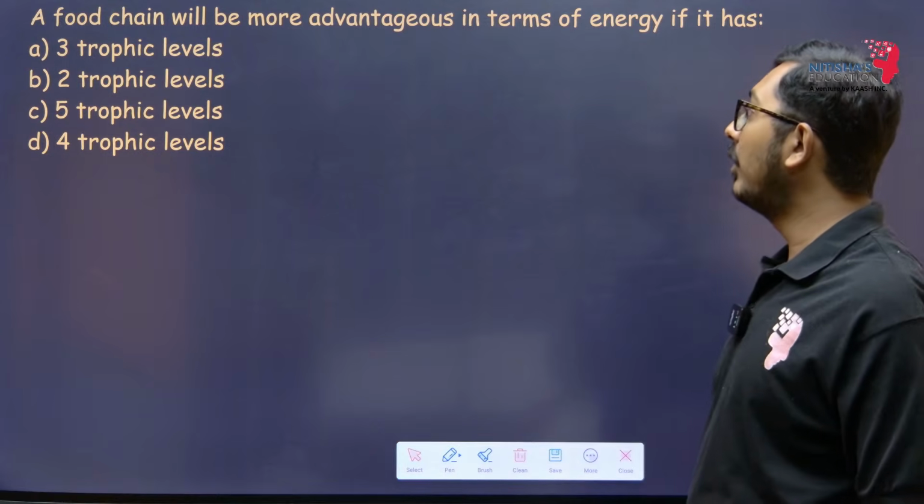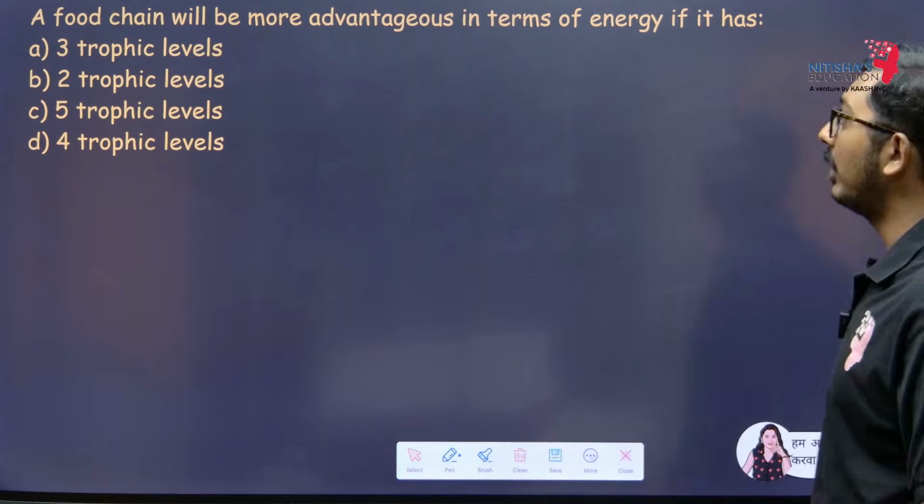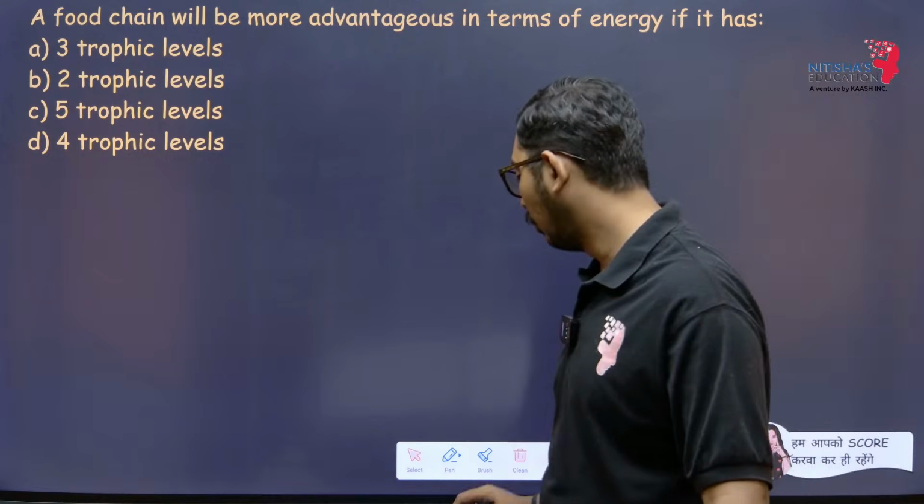A food chain will be more advantageous in terms of energy. Again, the same question. 2 trophic levels.